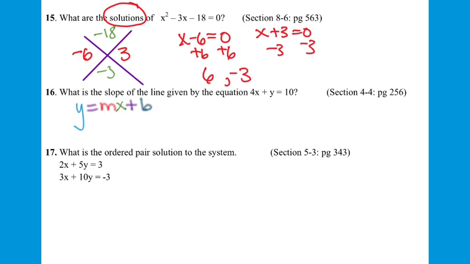On 16, we're finding the slope. So we have to put it in y equals mx plus b. Once we do that, we can see that the slope is simply negative 4, pardon me. Negative 4. Not negative 4x, just negative 4.